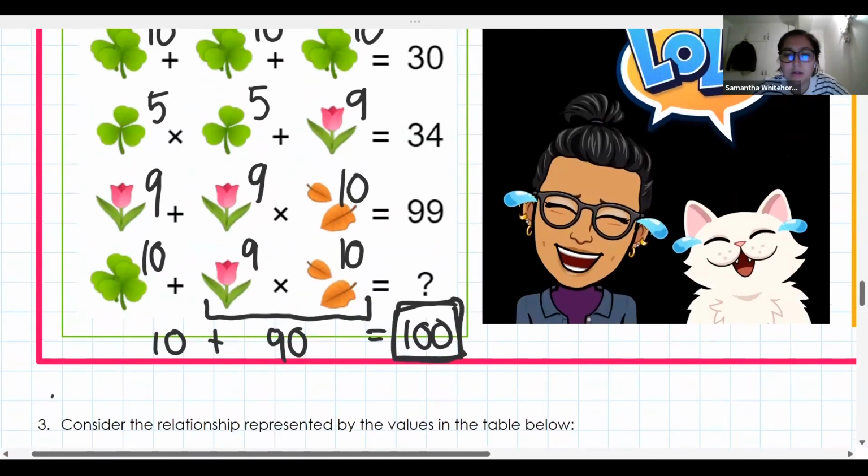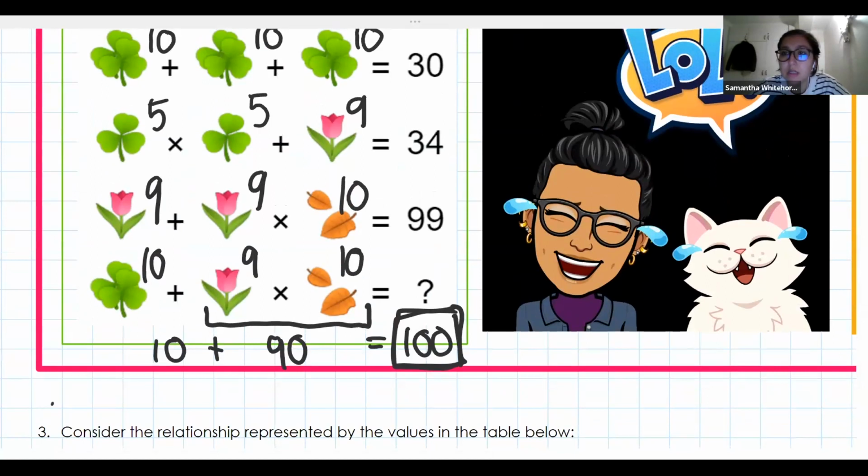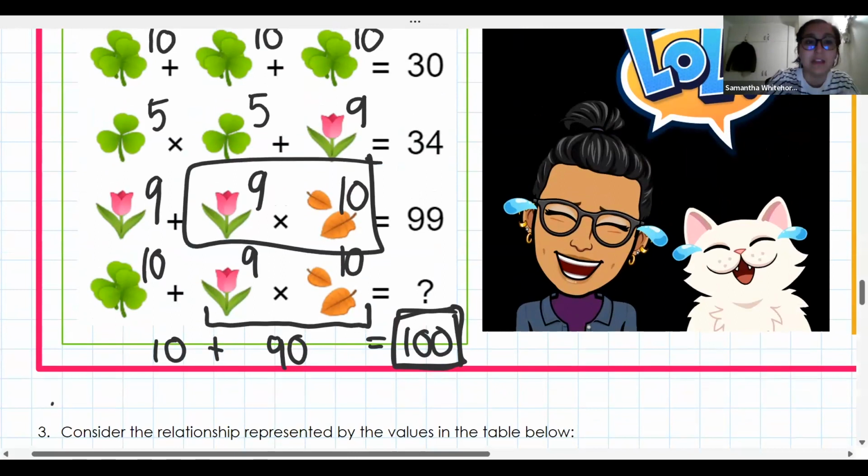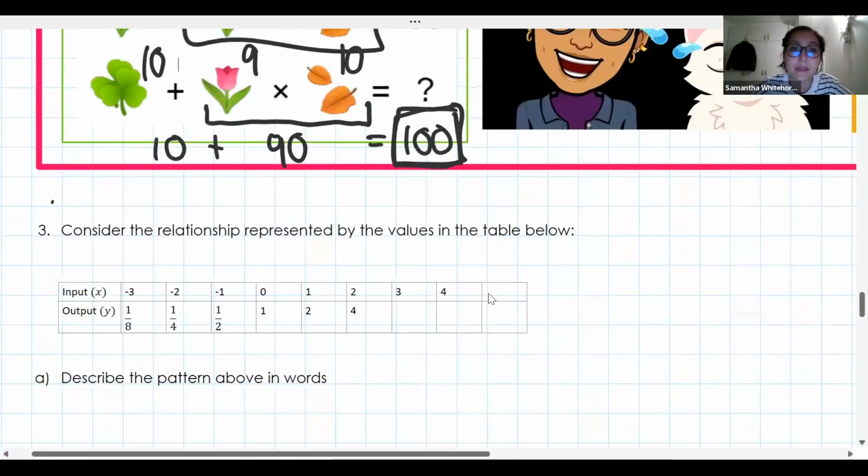9 plus 9 is 18. No. Ibukani, BODMAS. You first do the times and then you do the addition. So 9 times 10 is 90 plus 9 is 99. You have to remember BODMAS.